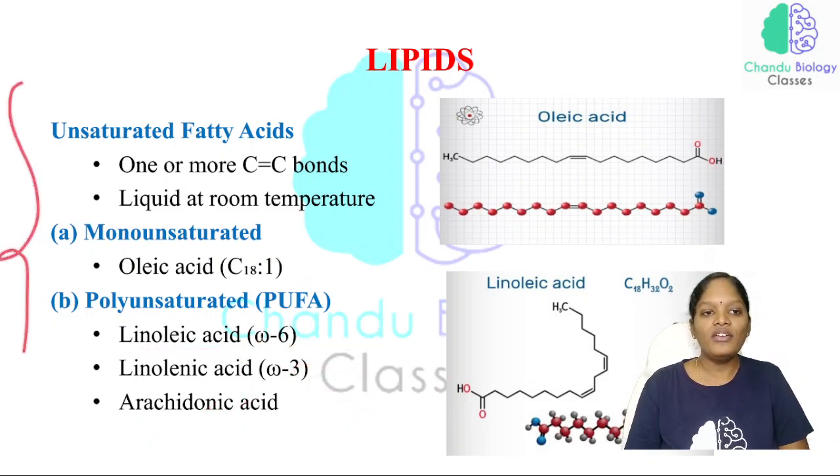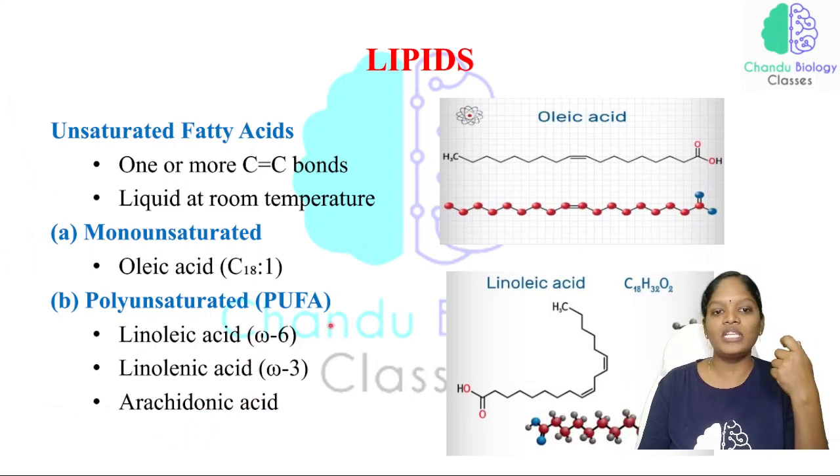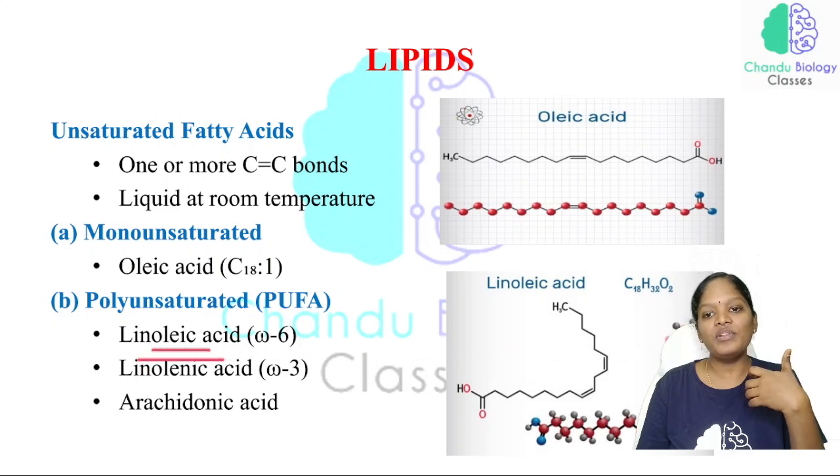So these are all very important examples of unsaturated fatty acids. We keep expecting questions from these. And in linoleic acid, the number of carbon atoms is 18, and at the 6th place we have the double bond.